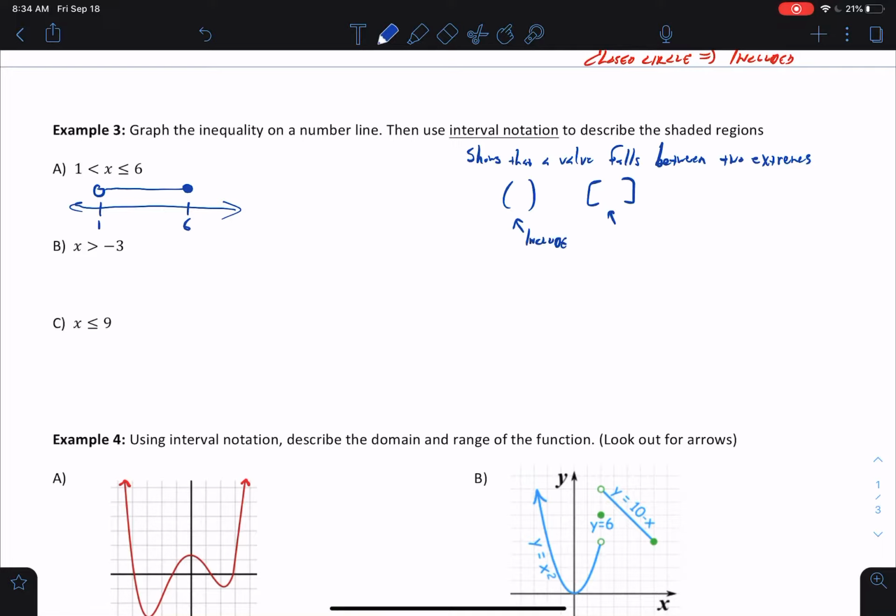Brackets, oh, I'm so sorry. Hang on a second. Hang on.